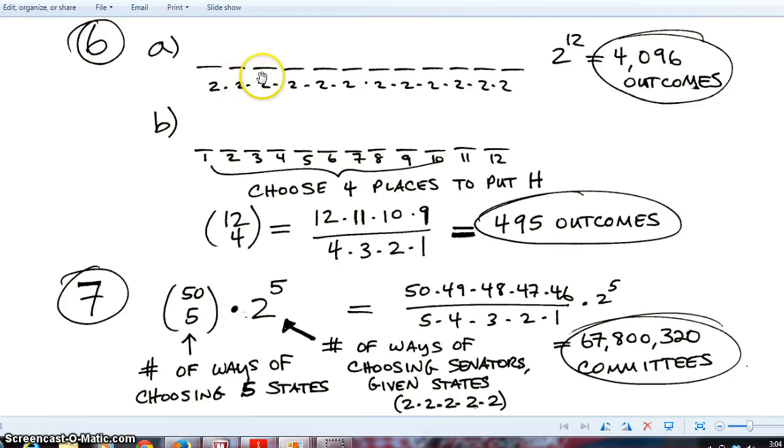So T, H, T, T, H would mean that you got tails, heads, tails, tails, heads to start. Well, how many ways could you get that sequence? There's two possibilities for the first, tails or heads, times two possibilities for the second, times two, because the number of ways that you can get tails or heads is the same no matter what happened on the previous tosses. So we get 2 to the 12th power, which is 4,096.